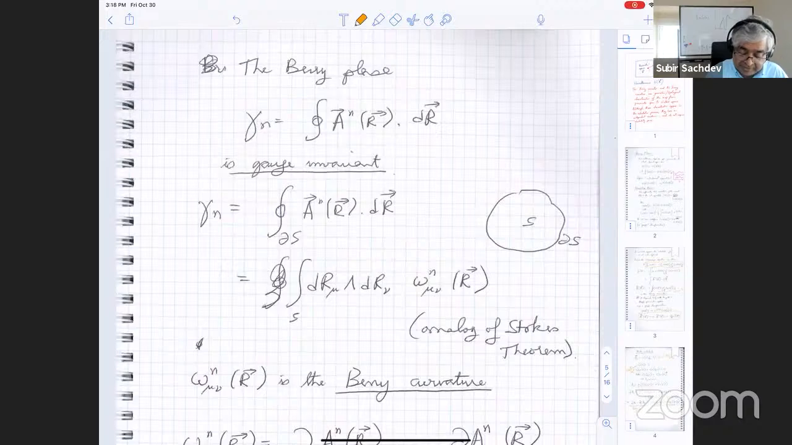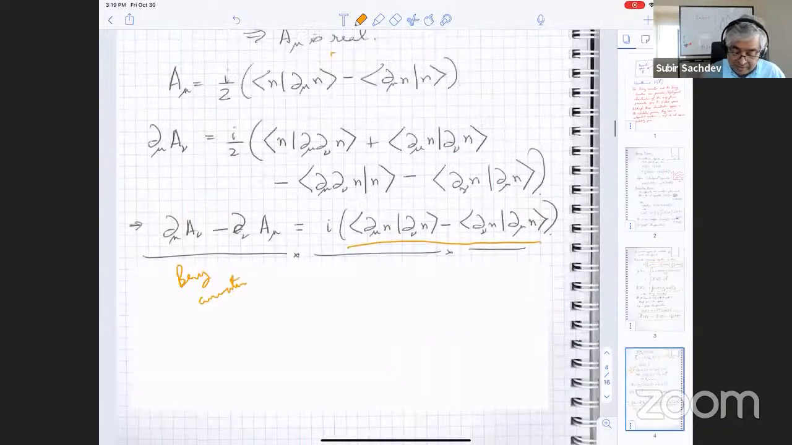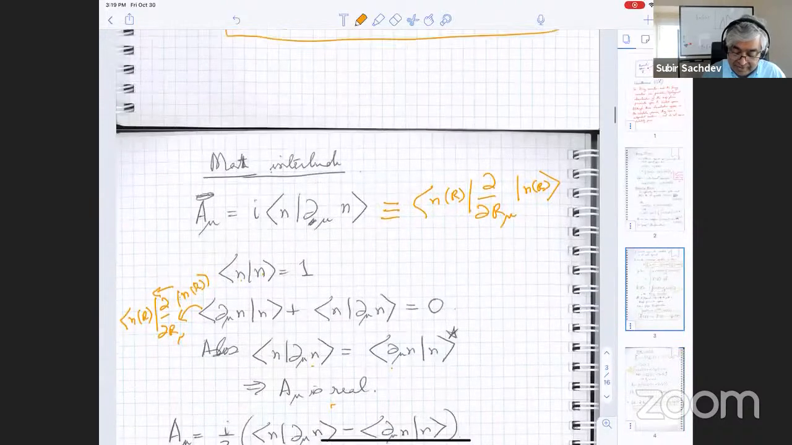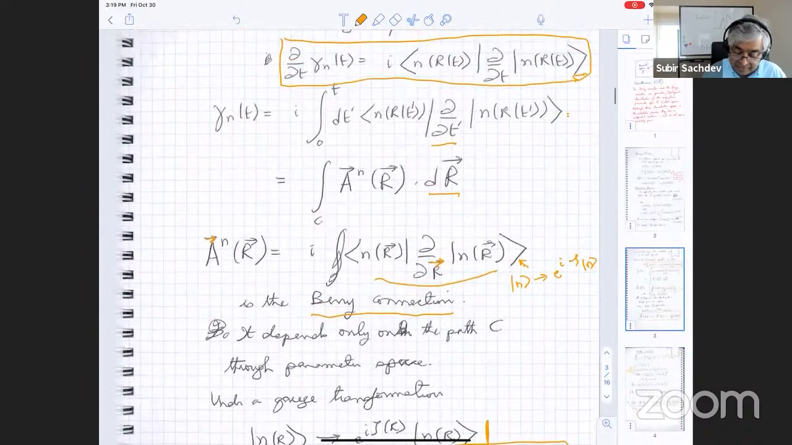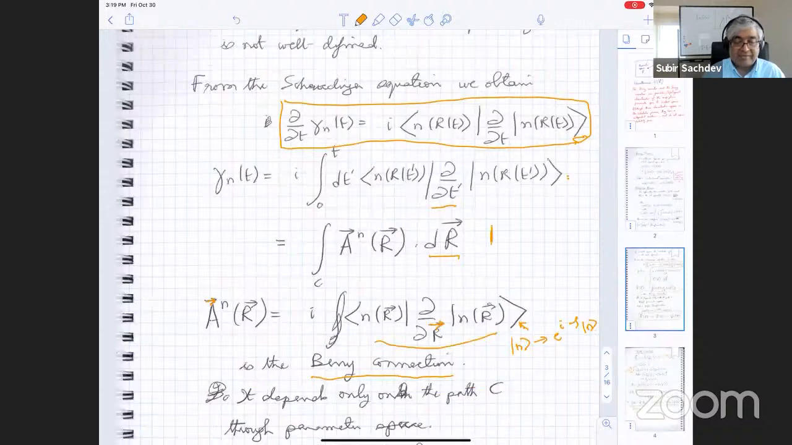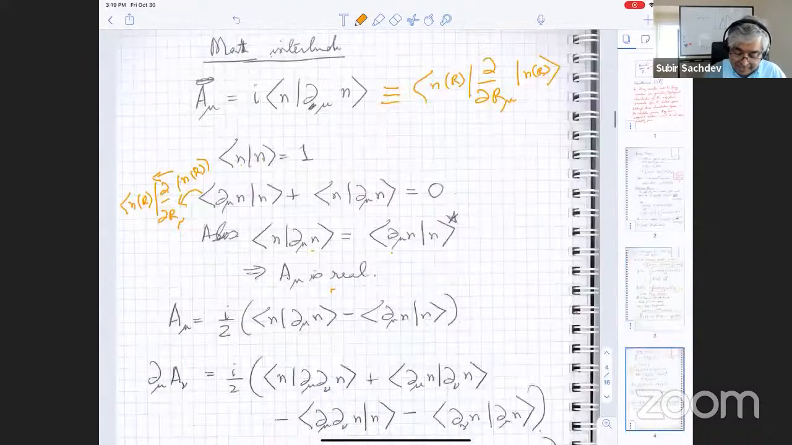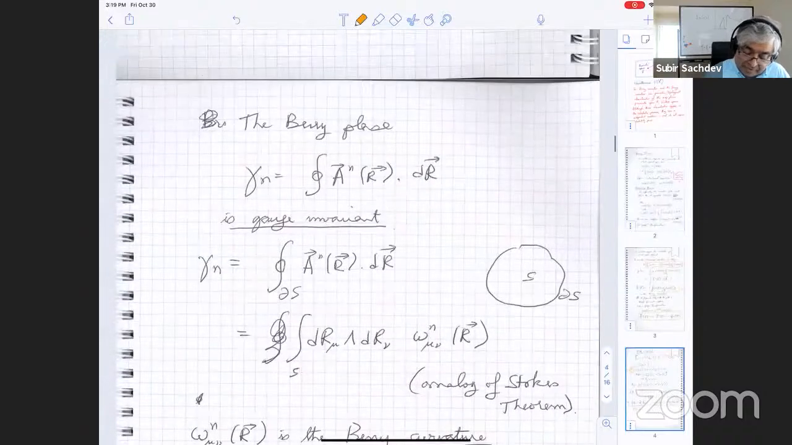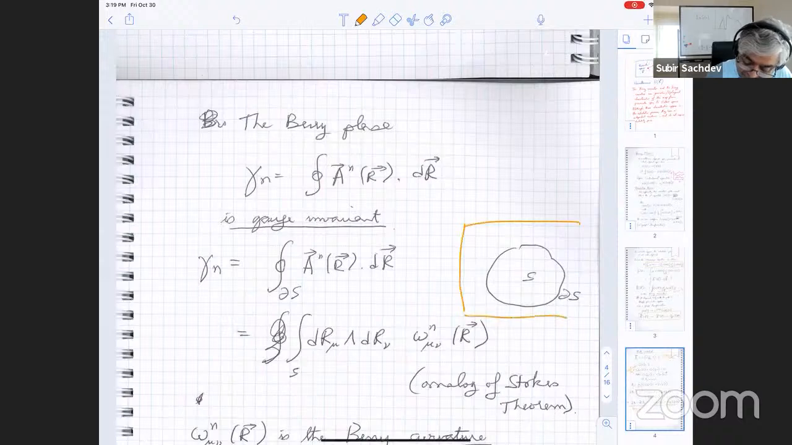The Berry phase itself is a gauge is. Oh, yeah. So now another way to say this is to say that the gamma n that I wrote down here is not a gauge invariant quantity, gamma n being the line integral of the vector potential. It's not a gauge invariant quantity. But suppose I take a closed loop in parameter space. So what I'm going to do is, here's my parameter space. This is my parameter space here. This is the space R.